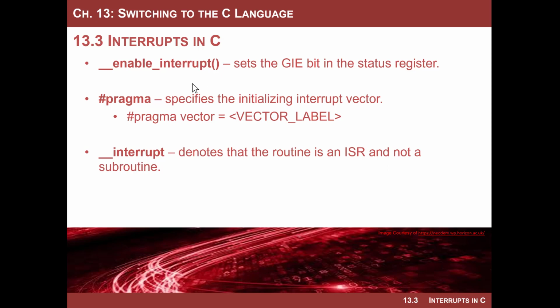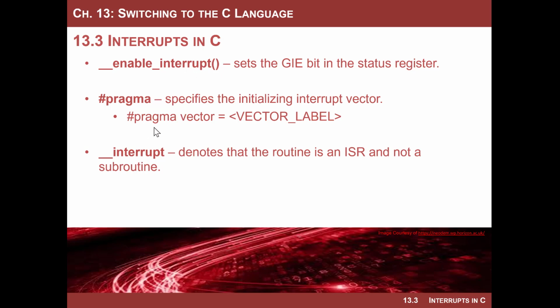For example, there is a function that is provided called __enable_interrupt. What this does is it sets the GIE bit in the status register. We could absolutely do a bitwise logic operation to set this, but it's better to use whatever they provide because this might just be better. Okay, so that's what we're going to do. That's the equivalent of EINT in assembly.